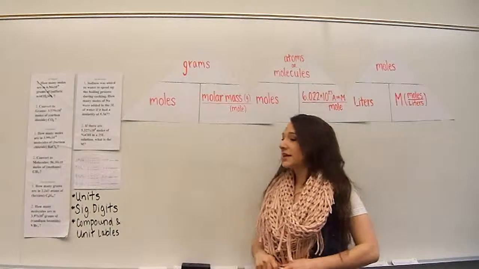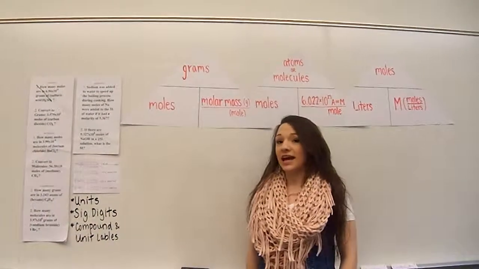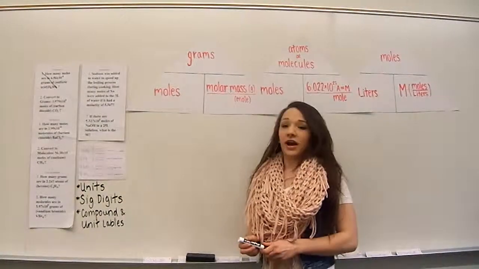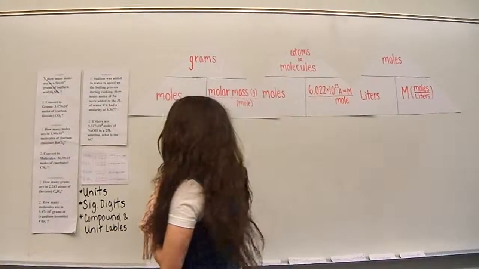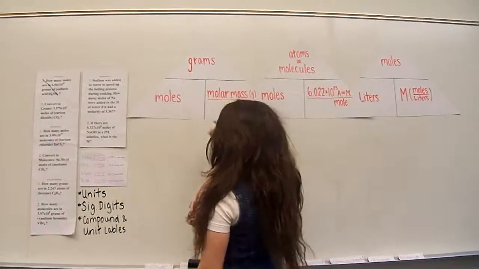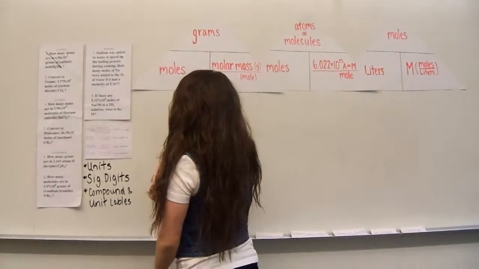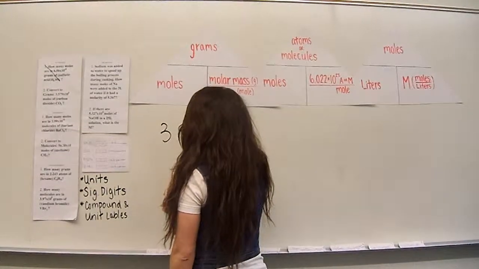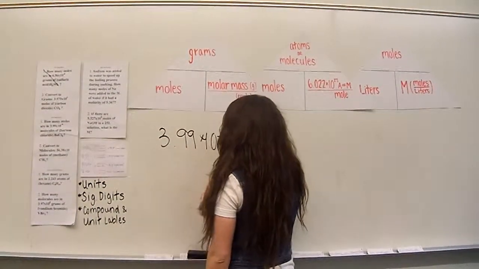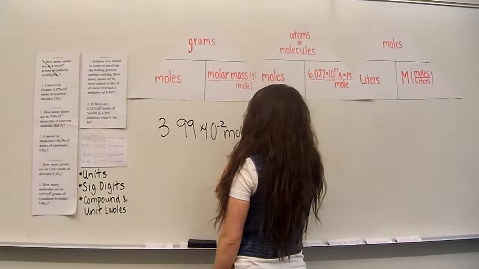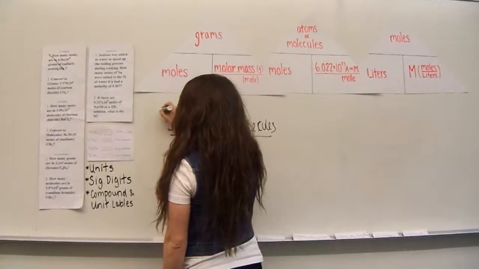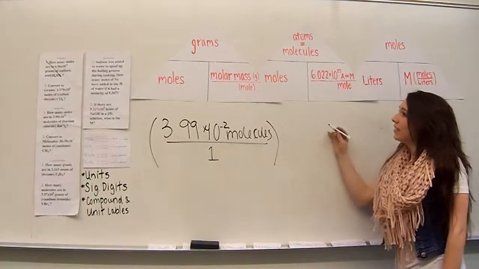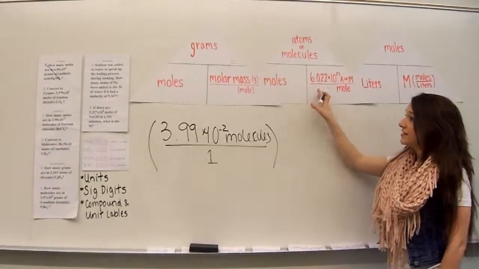The third problem asks, how many moles are in 3.99 times 10 to the negative second molecules of barium chloride, which is BaCl2? We will be using the second triangle for this, and we are given molecules. So we will write 3.99 times 10 to the negative second molecules, and we will be writing that over 1. Since we were asked for moles, we know that we will be dividing by the constant to give us our answer.